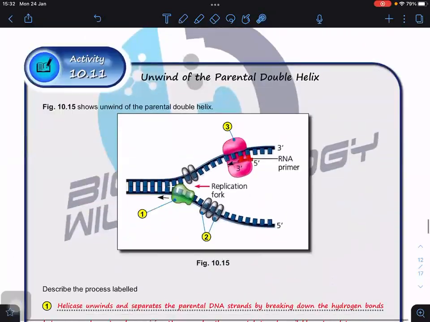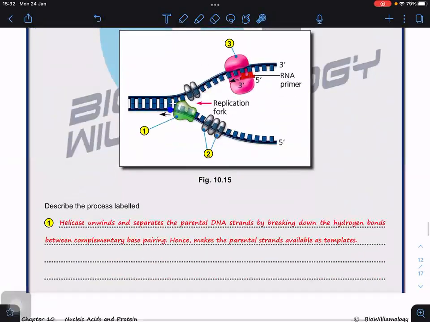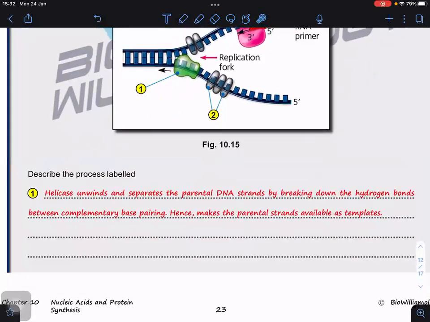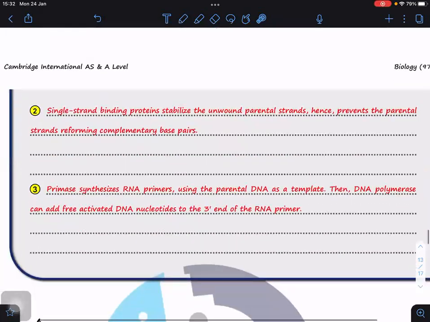So for the entire process of unwinding the parental double helix, what is the first process? The first process: helicase unwinds and separates the parental DNA strands by breaking the hydrogen bonds between complementary base pairs, making the parental strands available as templates. This is how we write the first process. What is number 2? Number 2: the single strand binding protein stabilizes the unwound parental strands, hence preventing the parental strands from reforming complementary base pairs, or reforming the hydrogen bonds.